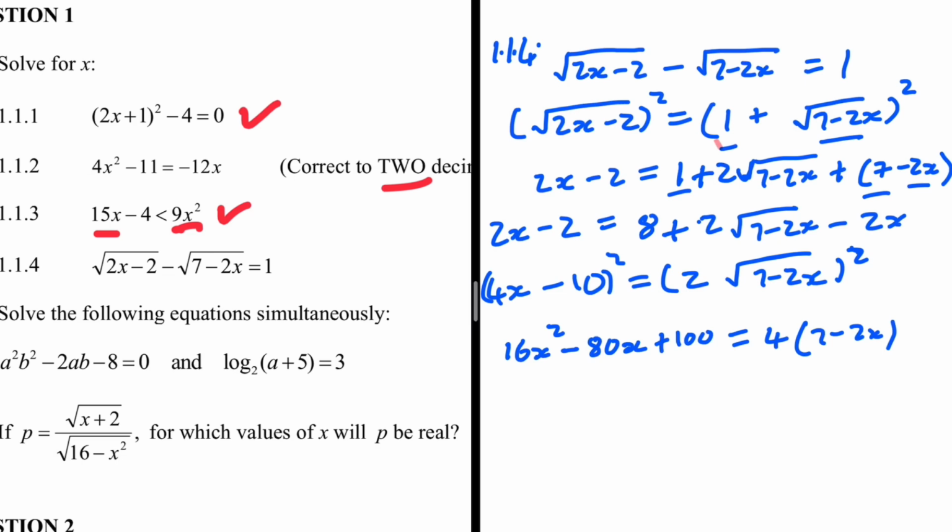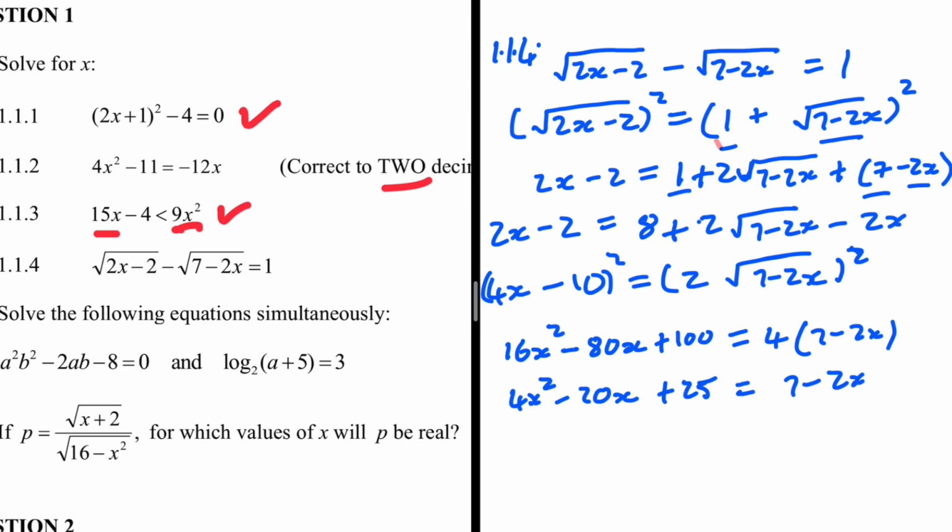I think we can divide both sides by 4 here. If we divide both sides by 4, 16 divided by 4 is 4, so we get 4x squared. And then 80, which number do we multiply by 4 to get 80? That is 20. So we would have minus 20x. And then 100 divided by 4 is 25. So plus 25. This is equal to 7 minus 2x.